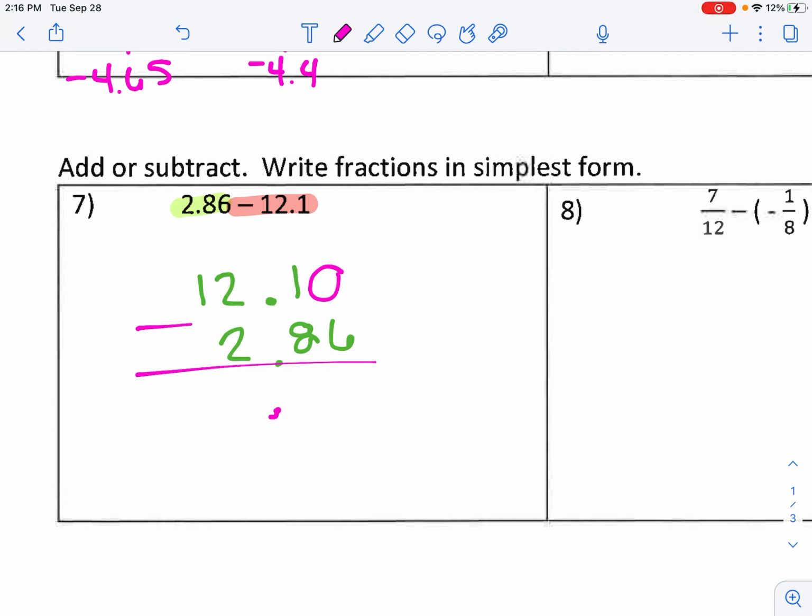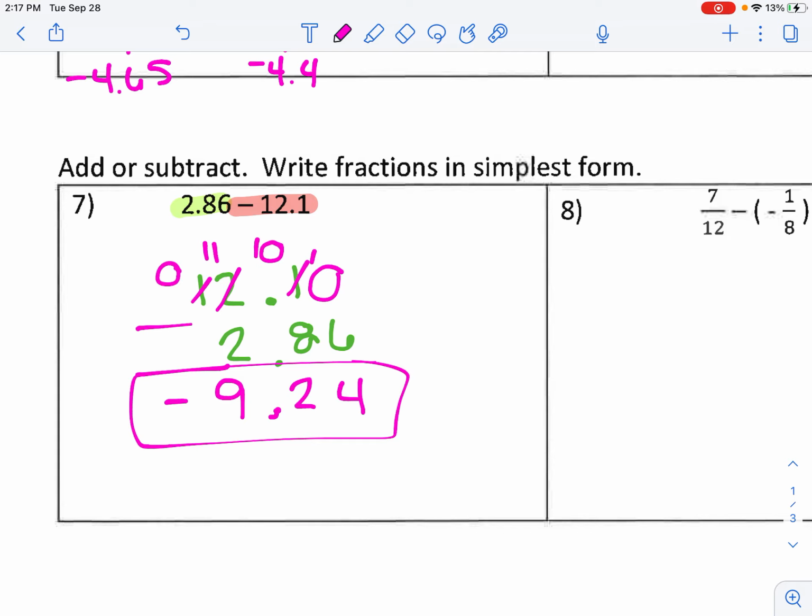Drop that decimal straight down. Borrow from your 1, 10 minus 6. Borrow from the 2, 10 minus 8. Borrow from the 1, 11 minus 2. Now, did you have more negatives or more positives in the problem? You had more negatives, so that answer is -9 24/100.